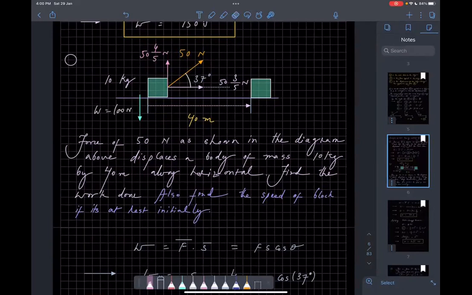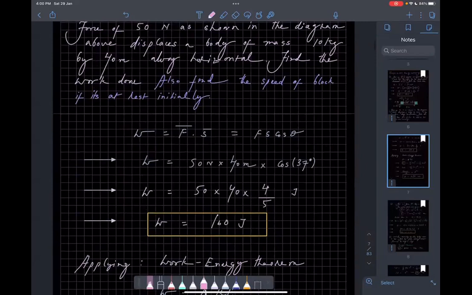This is 4 by 5, right? This is 3 by 5, right? Cos is 3 by 5. Somebody told sine is 3 by 5, right? Sine 37 is 3 by 5, cos 37 is 4 by 5. So it is 40. So 40 into 40. So it should be, I think, 1600. So answer must be 1600. Check it. It's correct.